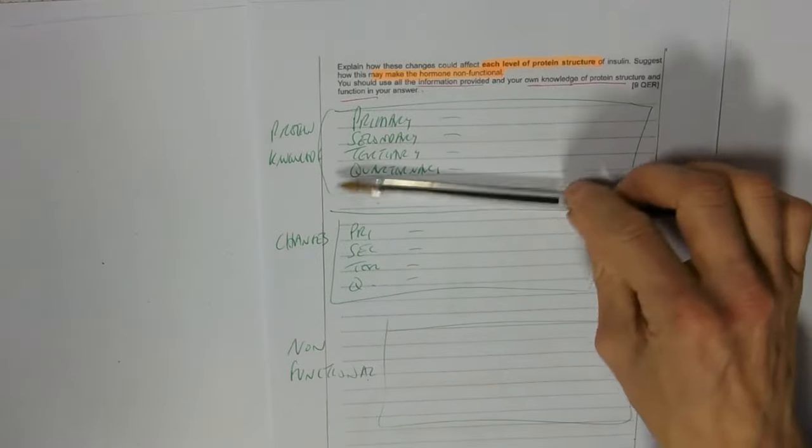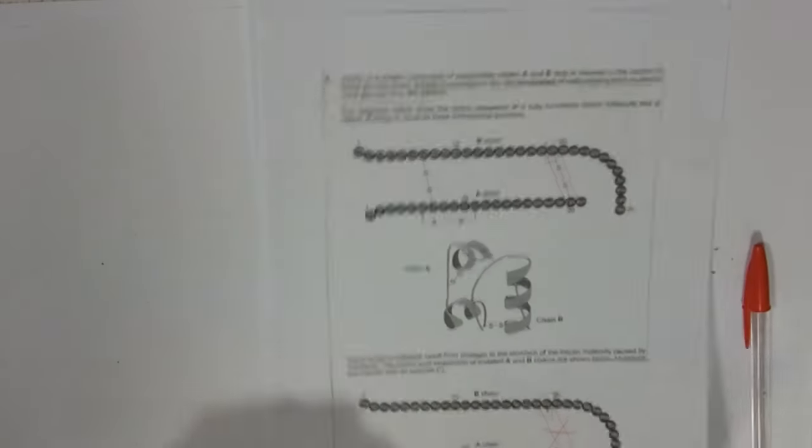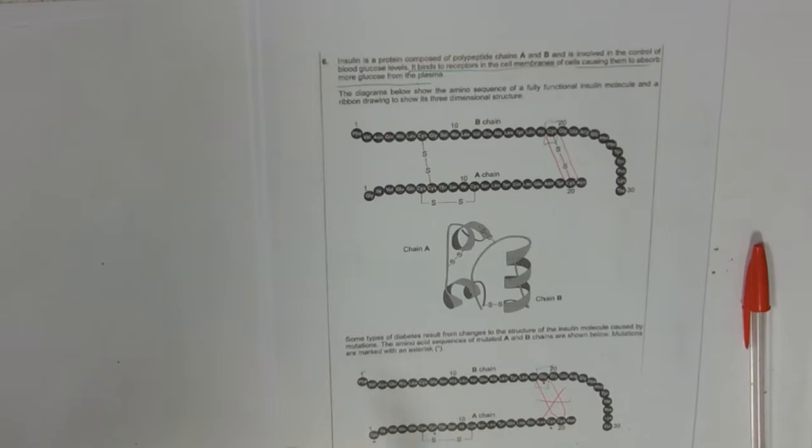So we have got our three areas. We've got our own knowledge, changes, giving examples from here that we've gone through, and how that might make it non-functional. We don't need to guess that because it's given us the information up there. 9 marks.